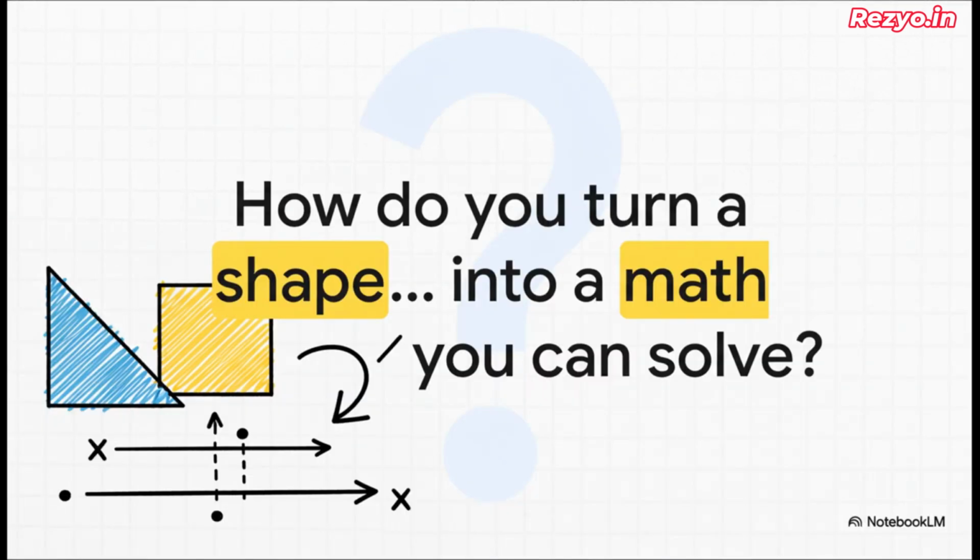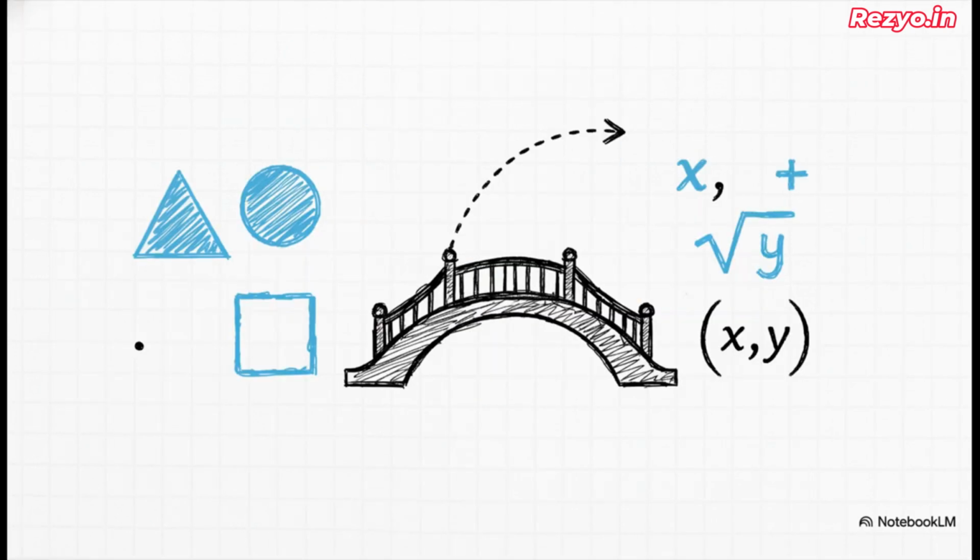So here's the real challenge, right? How do you take something visual, something kind of abstract like a square or a triangle, and turn it into a hard math problem, something you can actually calculate and prove with zero doubt? And the answer? It's almost ridiculously simple, but this one idea totally changed the game for math.